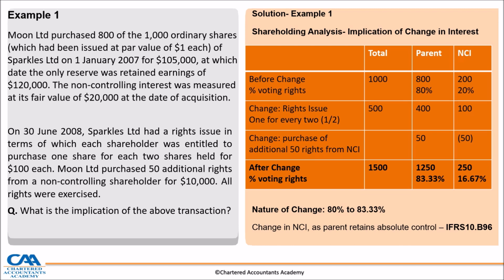So before the change, parent had control, which is Moon had control, and after the change, Moon still has control. Since control is absolute, it means that they have control before and after. What has simply changed is that NCI's percentage has changed from 20% to 16.67%. And hence this is a change in NCI, as parent retains absolute control, and is covered under IFRS 10 B96. So it's a B96 change.